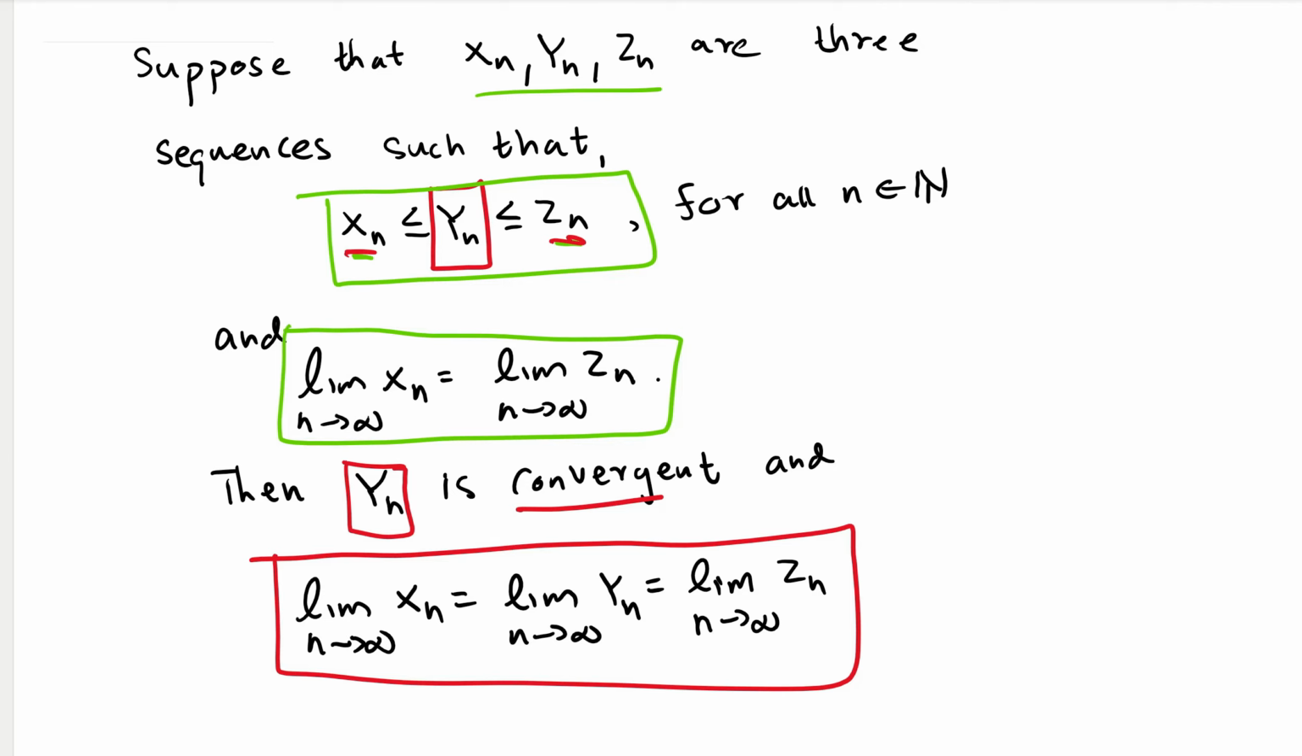Again, the sequence yn gets squeezed by the sequences xn and zn, so you need to find two sequences that can squeeze the sequence yn. All right, so let's do another example and let's actually see this squeezing idea from a picture as well at the end of this video. So let's go to an example.